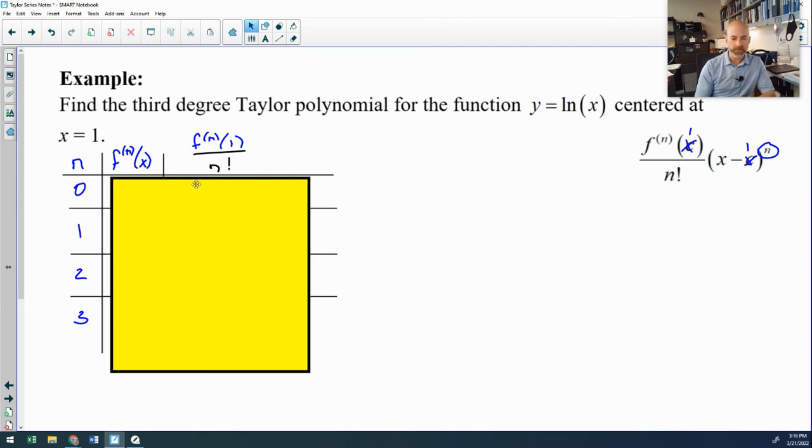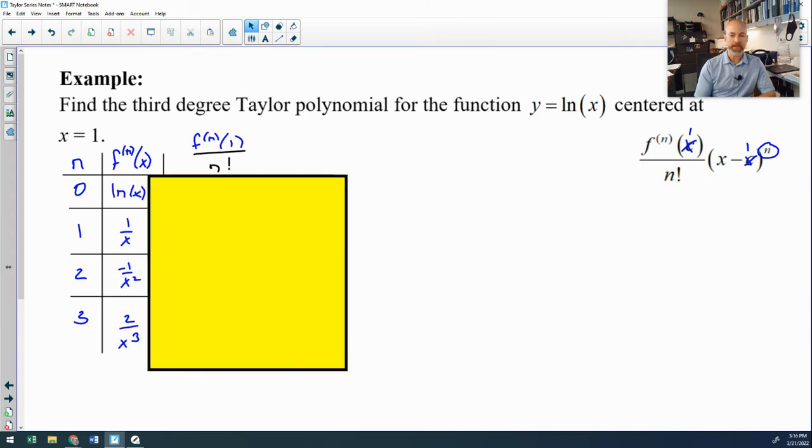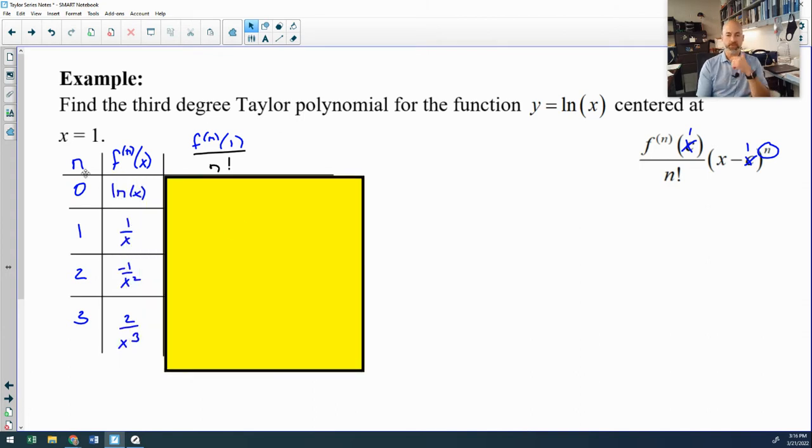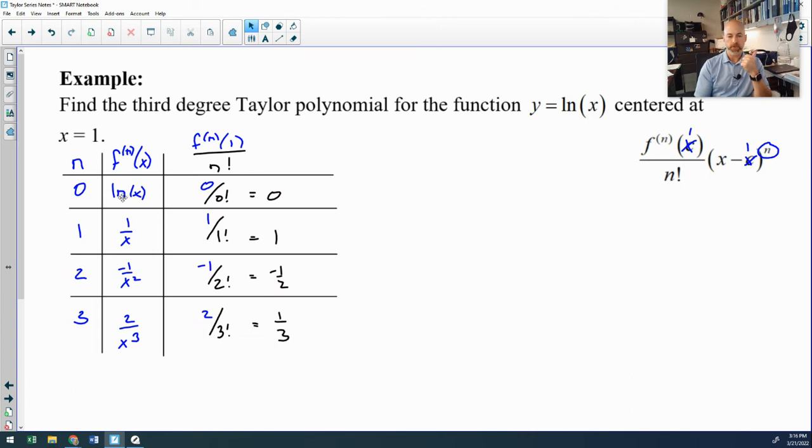And assuming you are sufficiently good at derivatives, I went ahead and I found all of the necessary derivatives. So the 0th derivative is just your function. Then I have the first, second, and third derivatives of ln x. And then for this formula, I need the nth derivative at 1 divided by n factorial. And that's what I have in this column. So ln of 1 is 0. 1 over 1 is 1. Negative 1 over 1 squared is negative 1. And then I'm also dividing by n factorial. And I went ahead and cleaned those up. It didn't take a whole lot of effort there, but it's 0, 1, negative 1 half, and 1/3.